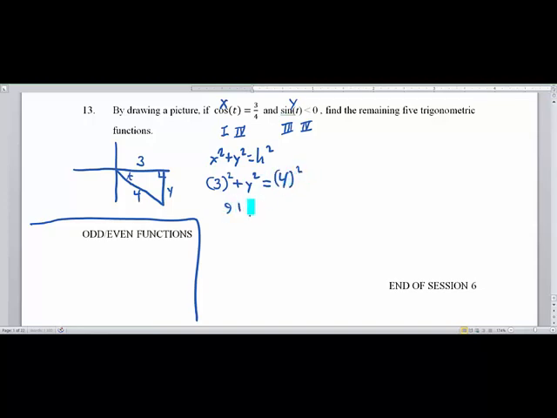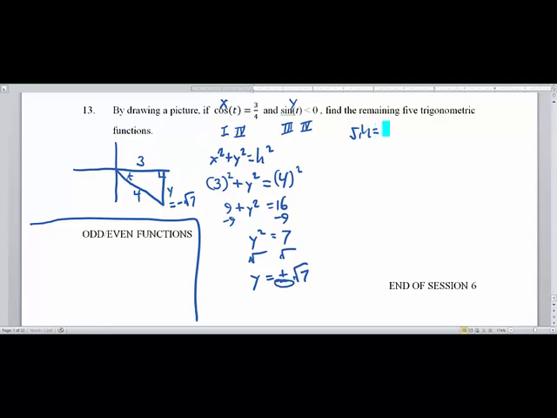So 9 plus y squared is equal to 16. Subtract 9 from both sides using inverse operations, and y squared is equal to, this is interesting, 7. So if I take the square root of both sides, y is going to be equal to plus or minus the square root of 7. Which one is it? Well, since we're talking about the fourth quadrant, we're going to look at this negative value here. So y is equal to negative square root of 7. Well, so that means we're going to use these three values to figure out the rest of this.